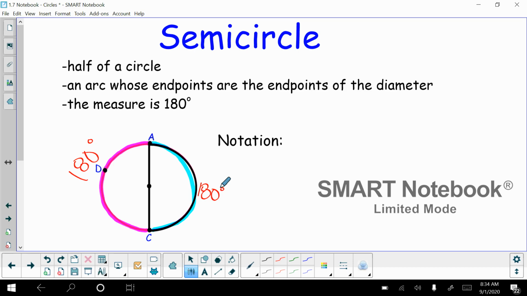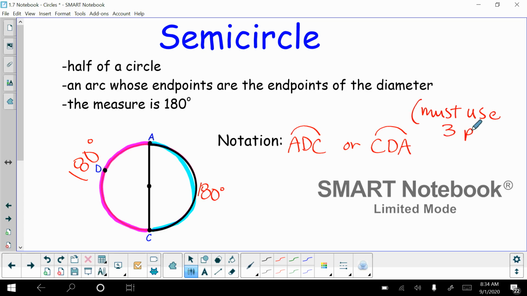So how do you name it? You have to use 3 letters. So the pink arc is going to be arc A, D, C, and you have to follow that pattern in that order. Okay. The same thing is the other way around, C, D, A. Those are the same one. And then we can't name the blue one because we don't have another point to use over here. So we won't name the blue one, just the pink one. Okay, so if you want to put a little side note, must use 3 points or letters, however you want to say it. So that's how you name a semicircle.